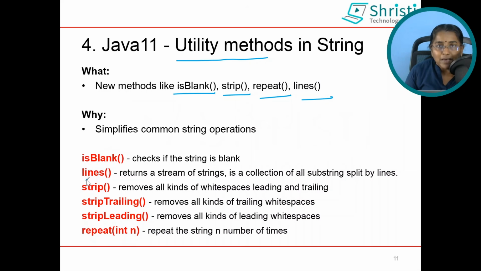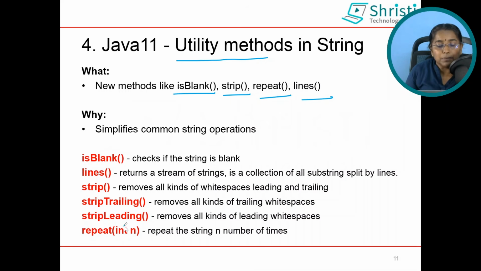Lines: if I have a string and I use the .lines method, automatically it will be converted into a stream of string. Whatever methods are applicable for the Streams API, you can avail here also. The next method is strip. It is used for removing the white spaces both on the prefix and on the suffix side, that is the leading and trailing white spaces. We have explicit methods for that also: stripTrailing, stripLeading. Repeat: if you want to repeat a string a particular number of times, you can use the method repeat.